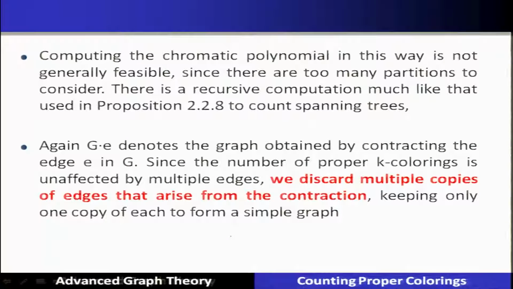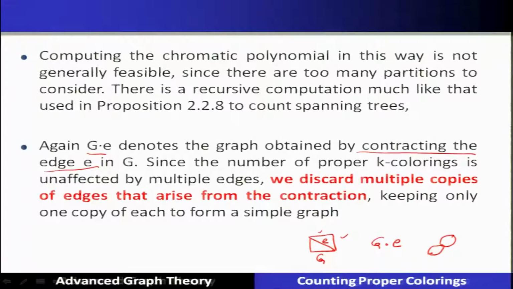Now, computing the chromatic polynomial in this way is not generally feasible, since there are too many partitions to consider. So, there is a recursive computation much like that used in the counting of trees. Again, we have to see the background for building it: G dot e is the representation for the graph obtained by contracting an edge e. If this is the graph, which is called a kite, having this particular edge, then when the edge is contracted, it becomes a single vertex where this edge will not be present, but these edges will be present.